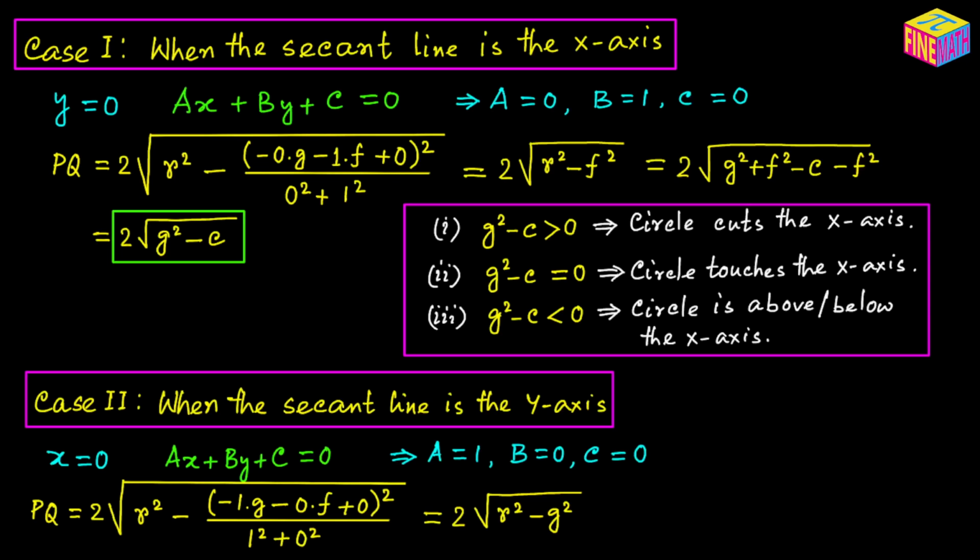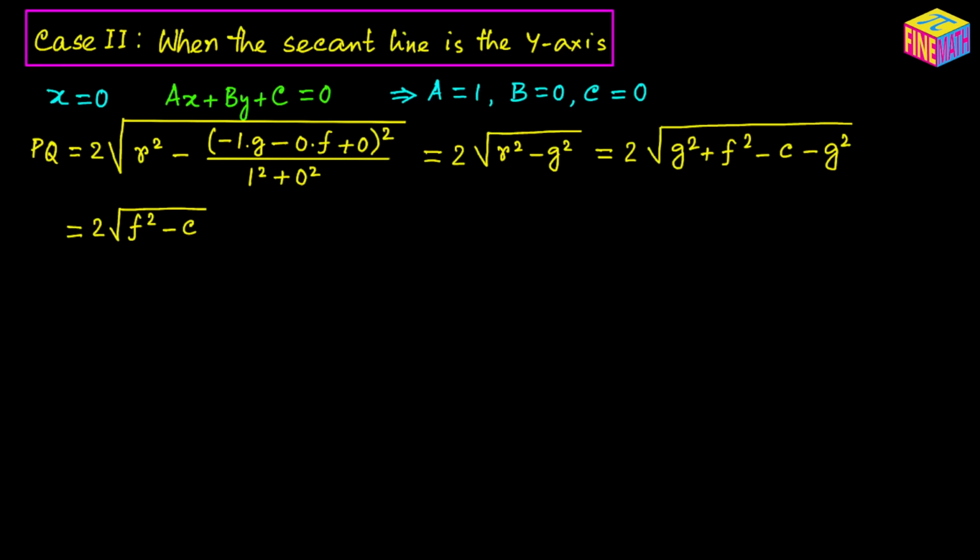And next, let's plug in the value of r. We know the value of r is square root of g squared plus f squared minus c, and r squared can be written as g squared plus f squared minus c, and then also we have a negative g squared. So this is the quantity within the square root, and now you see the positive g squared and the negative g squared, they will cancel out each other. So if we simplify this, we are going to get just 2 times square root of f squared minus c.